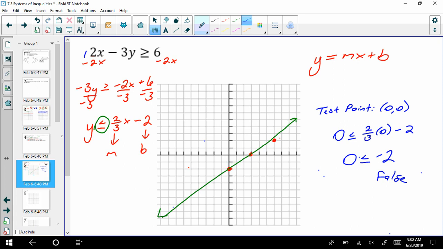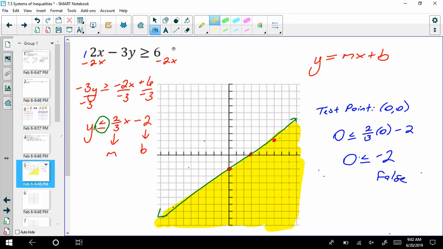So what that means for my shading, I'll use my highlighter here. Since 0, 0 did not make this true, that means 0, 0 is not an answer. So I do not want 0, 0 in the shaded region. So I'm actually going to shade the region that does not contain 0, 0. This would be my answer. On my math lab, when you do the shading, it's going to give you a paint bucket, and you'll literally just click the region, and it will fill it in for you.